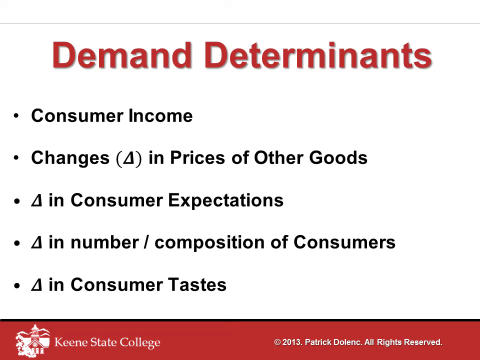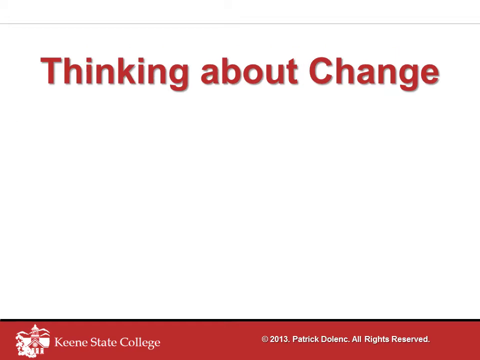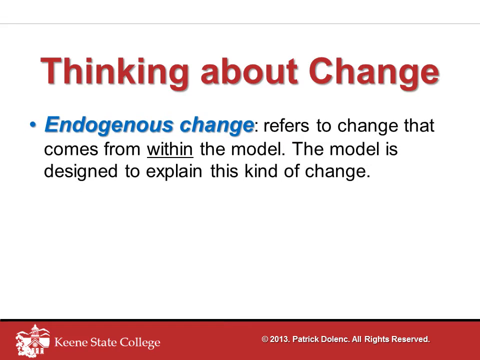As we think about the influence that these demand determinants have on our graph of a demand curve, we need to be able to think about change in 2 broad categories. One category of thinking about change refers to what's known as an endogenous change. Endogenous change refers to change that comes from inside the model. It's change that the model is designed to explain.